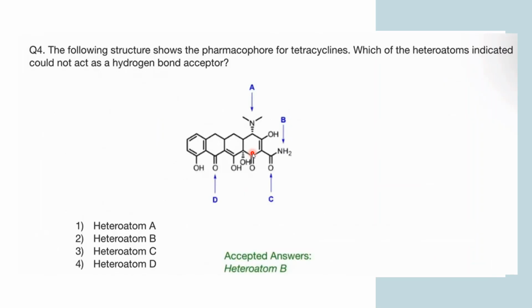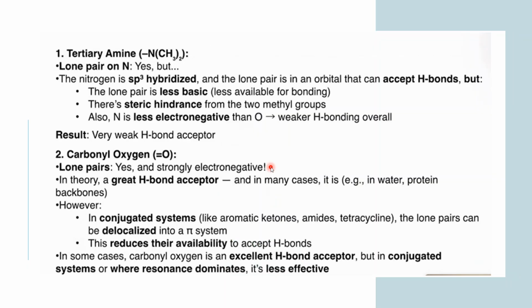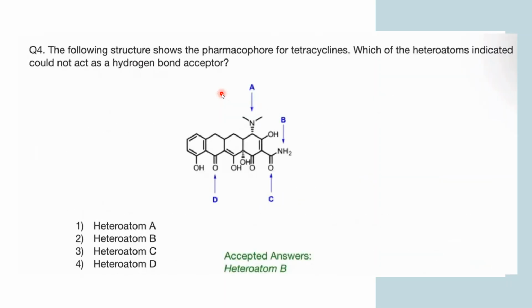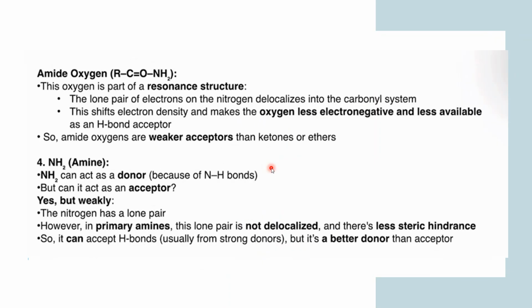And when you are talking about this amide oxygen over here, what happens in the amide case? This oxygen is part of a resonance structure. How come? See, this nitrogen lone pair is involved in delocalization with it, right? So it is part of conjugation. The lone pair of electrons of nitrogen delocalizes into the carbonyl system, and this shifts the electron density and makes the oxygen less electronegative and less available as a hydrogen bond acceptor. So amide oxygens are weaker acceptors than ketone or ether.